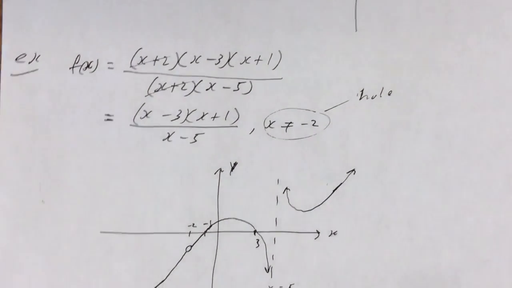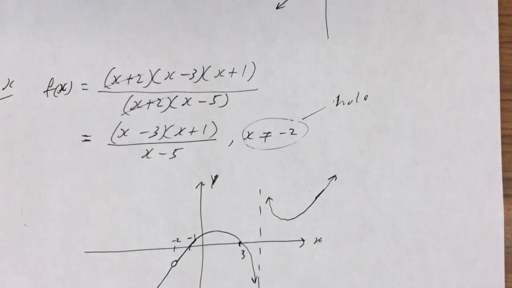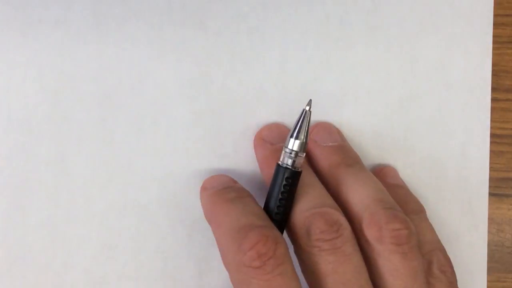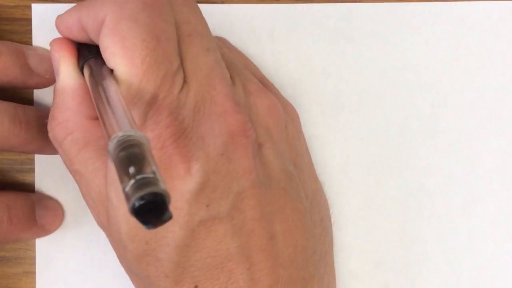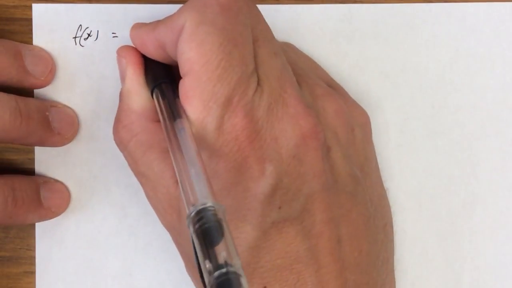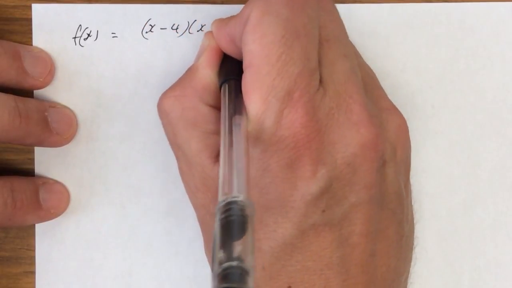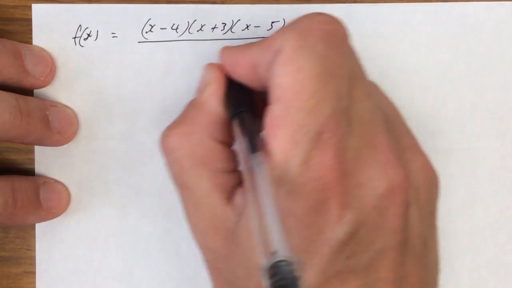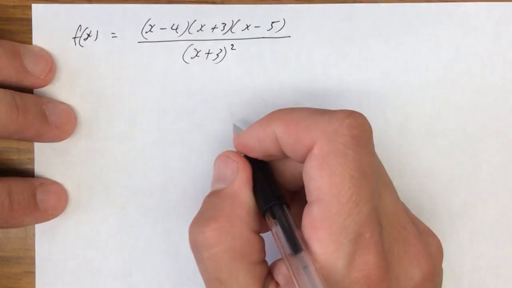Now what happens when you have a common factor, except when it factors out, it ends up not being a hole? Let's take a look at a case like that where you think you might have a hole in it, but you don't actually. So something like f of x equals x minus 4 times x plus 3 times x minus 5 all over x plus 3 squared.